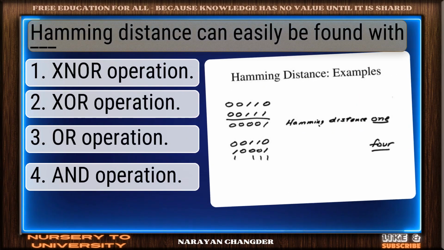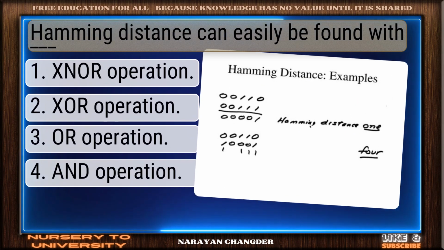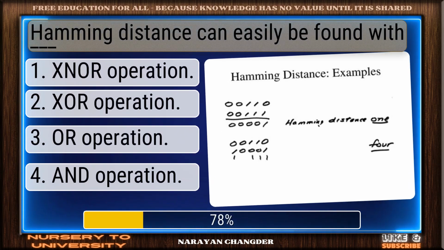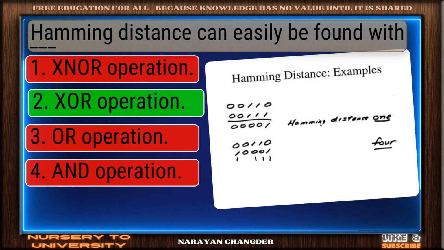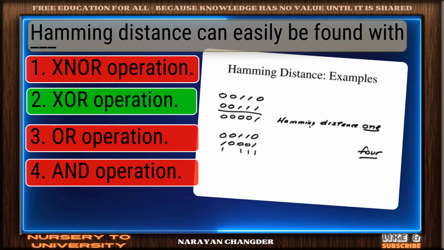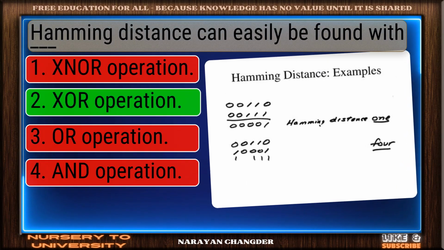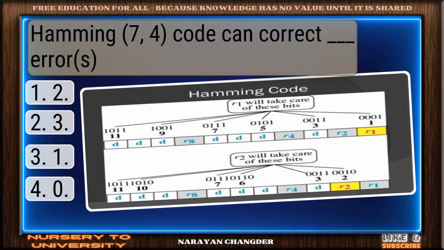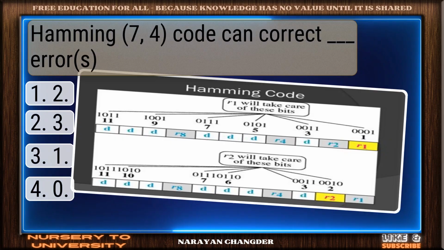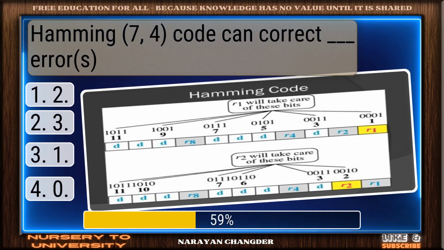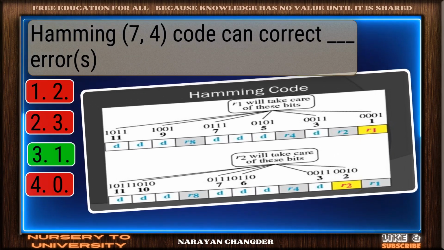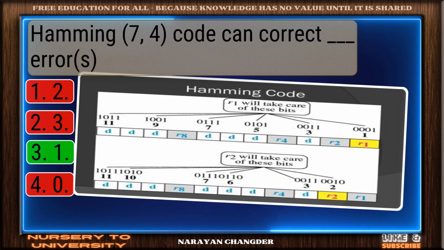Hamming distance can easily be found with dash. Good job. Your answer, XOR operation, works well here. Hamming code can correct dash error. Well done. 1 is the right choice.